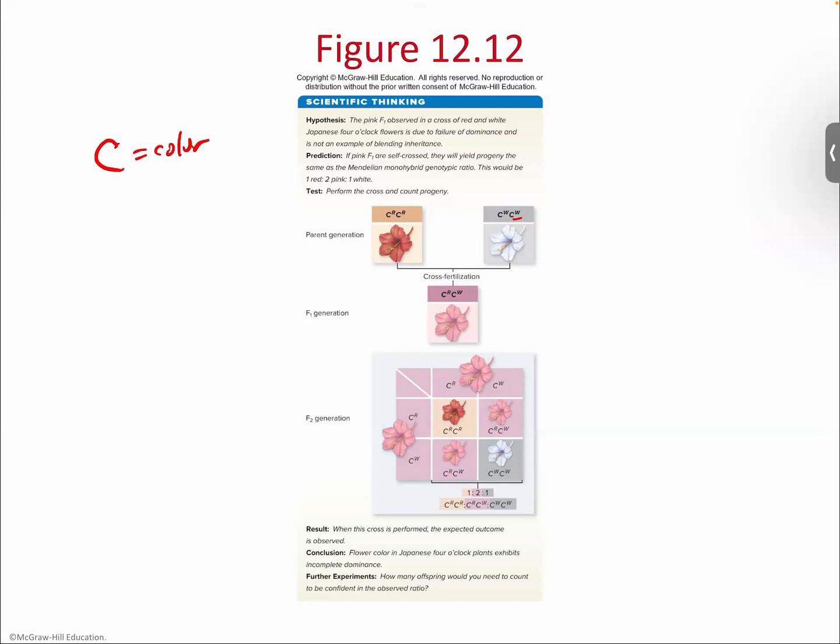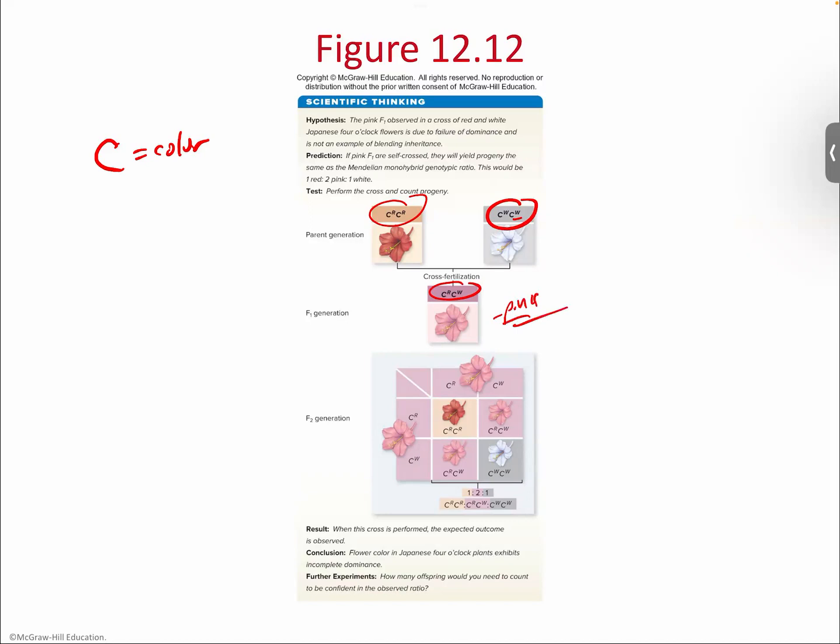So if you take a look at this, this is basically our cross with four o'clock plants. We take a true breeder for red, we can see that, right? Because it's got two dominant red alleles. Cross it to a true breeder for white because it's got two white recessive alleles. And then what do we get? We get the heterozygote, which is pink. Familiar? That's what we started off with when we talked about blending.